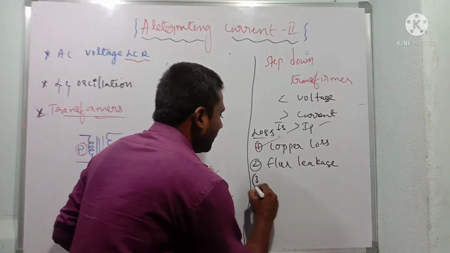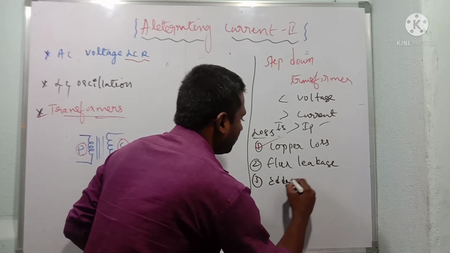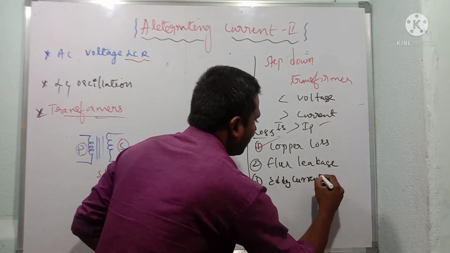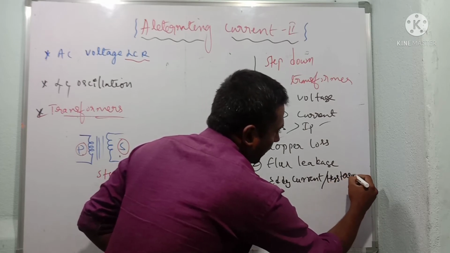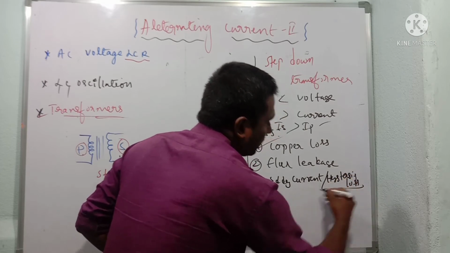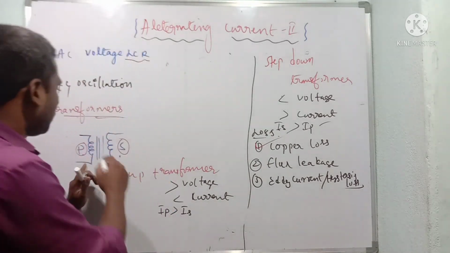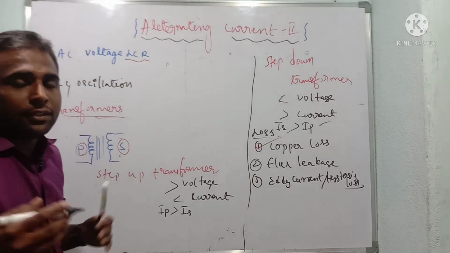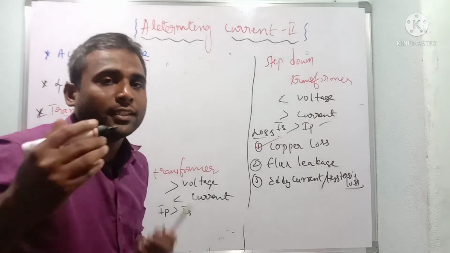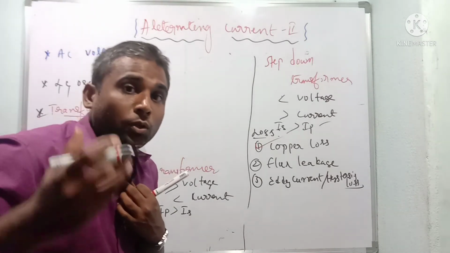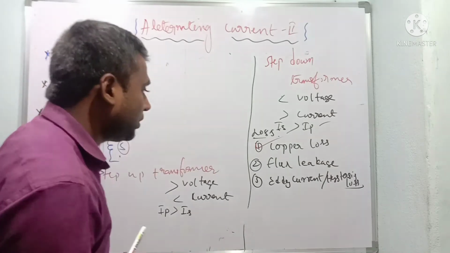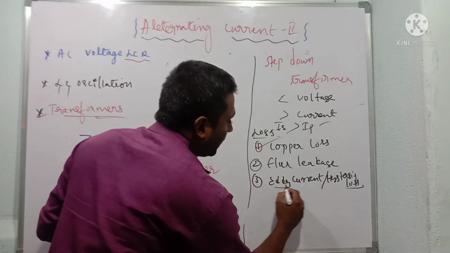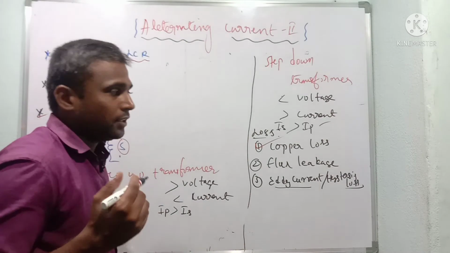The third one is eddy current loss, or you can also call it hysteresis loss. So what is eddy current? In the core of the transformer, a large amount of heat and energy is produced. So it is going to lose energy. That is loss in the form of heat and energy.